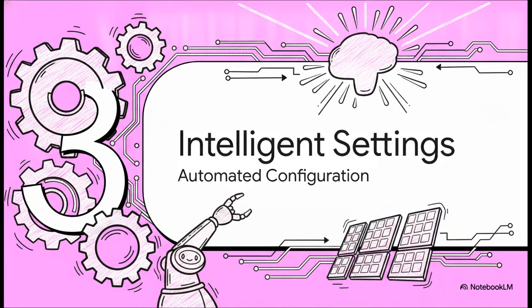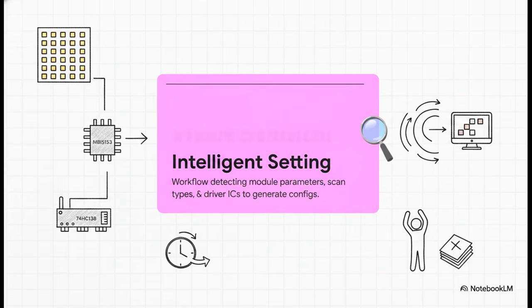Next up is Section 3, Automated Intelligence Settings. Welcome to the automation phase. This is where the software essentially acts as your highly intelligent assistant. So, what is intelligence setting? It's a guided software workflow that automatically detects all those complex module parameters. Instead of manually typing in thousands of lines of data, the software probes the module to identify the specific driver ICs, like the advanced MBI 5153 chip, for example, and it automatically sets the appropriate decoding, like the 74HC138. Honestly, it saves hours of tedious manual entry and drastically reduces human error.